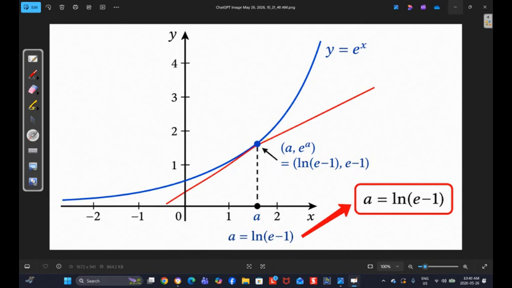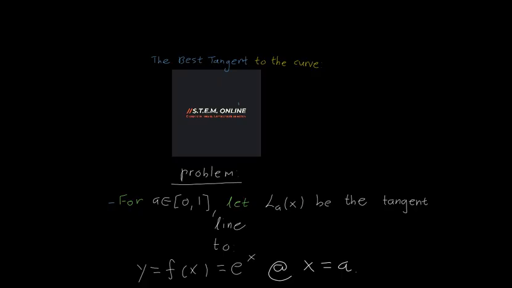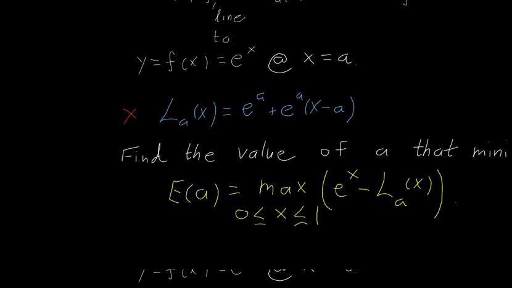So you've seen the graph here. What I've highlighted in red here is the result that we're supposed to get. We're supposed to find the value of a that minimizes the error function. So let's go back here. For a belonging to [0, 1], let capital L sub a of x, the tangent line to the function e to the x, be represented by this. This is the equation of the tangent line, and my error function is this over here. We want to find the value of a that minimizes the error function E of a.